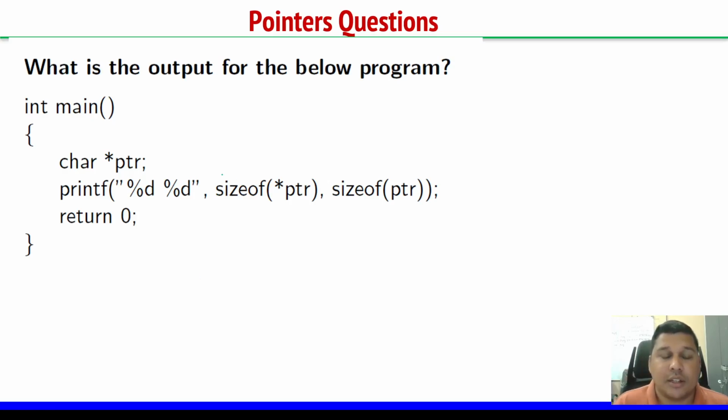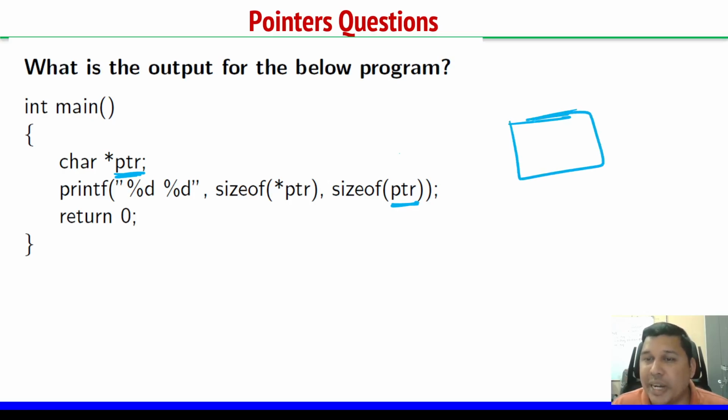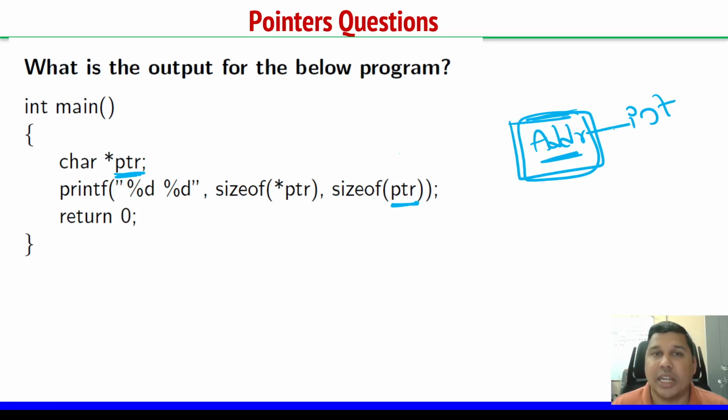See, when someone asks you sizeof(ptr), ptr is a pointer. What does this ptr contain? This ptr contains some address, which is of type integer. That's why sizeof of it will give me 4.